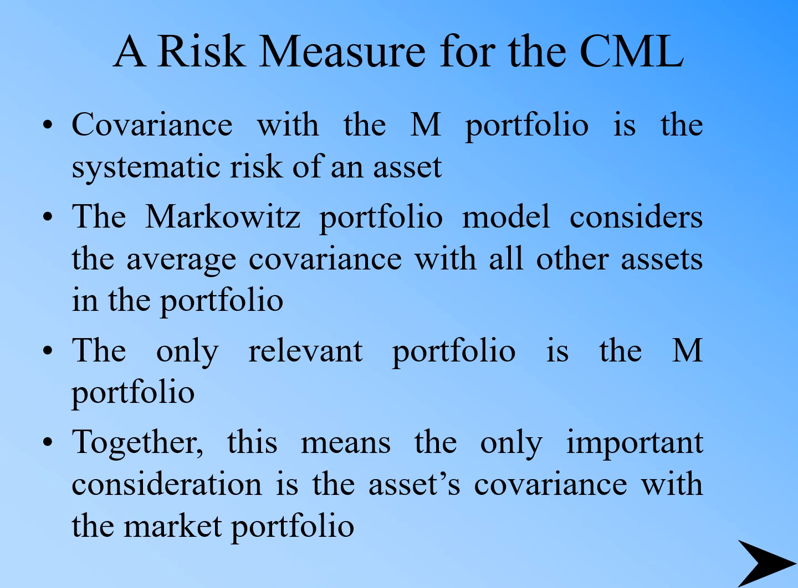So how do we determine the systematic risk of an asset? It is simply the covariance of an asset with the market portfolio. In this way, we can determine the systematic risk of an asset. The Markowitz portfolio model considers the average covariance with all other assets in the portfolio.